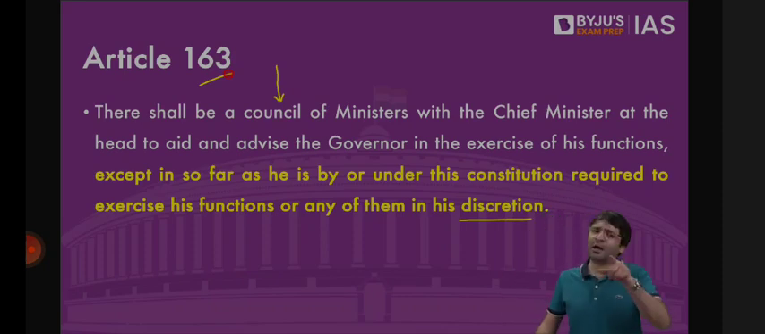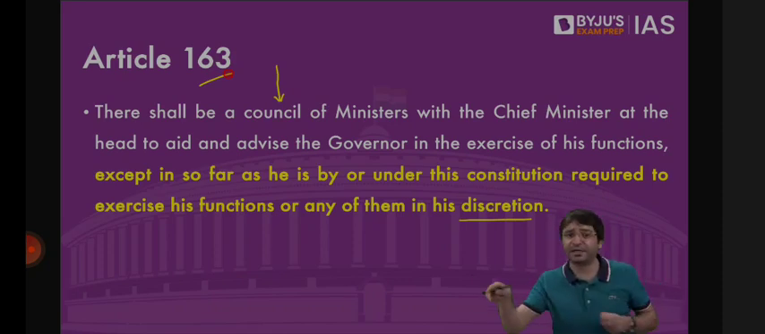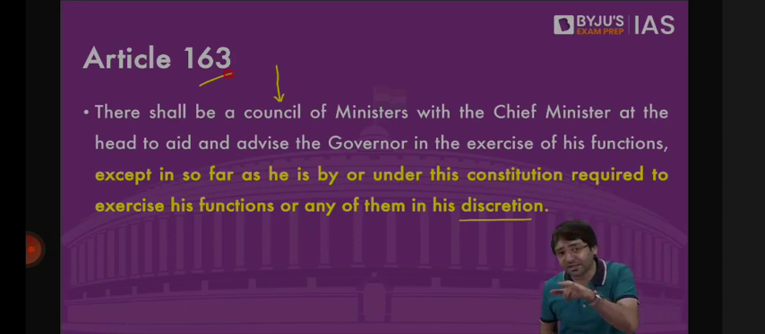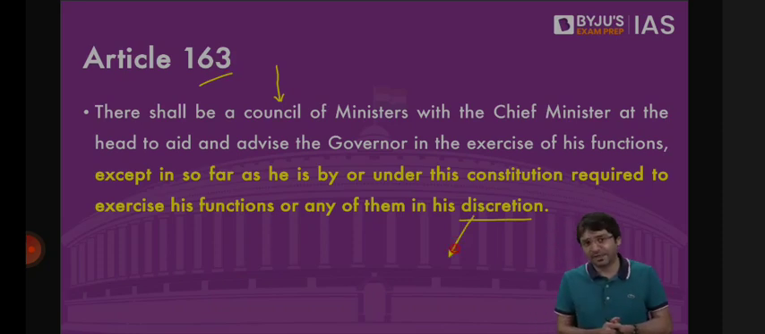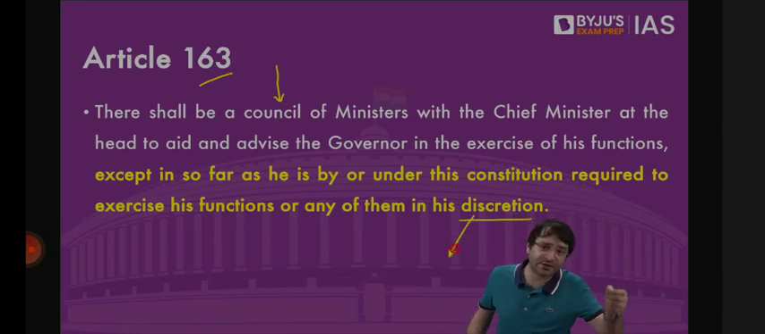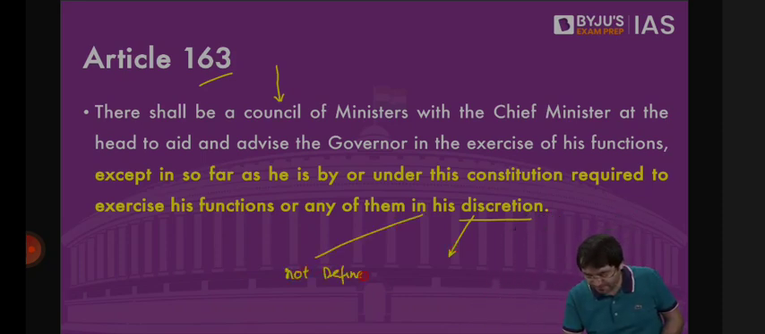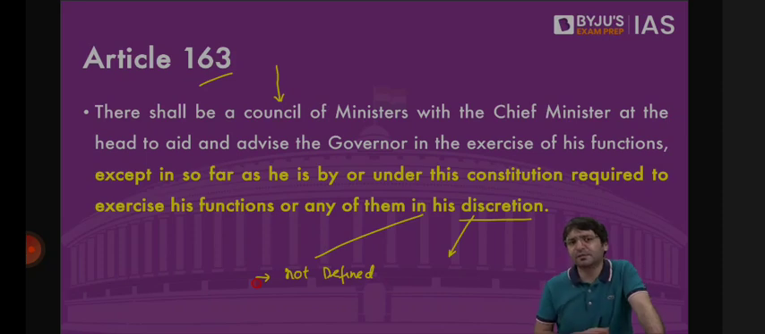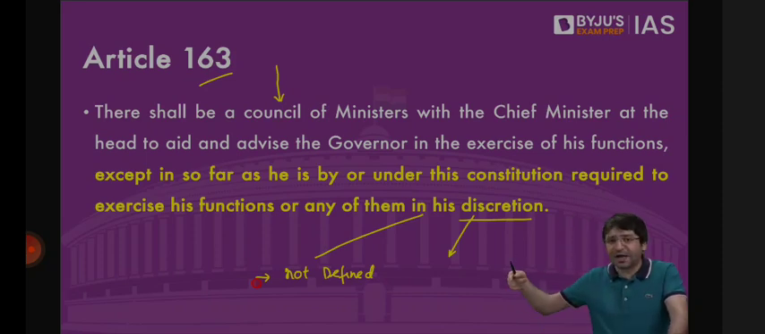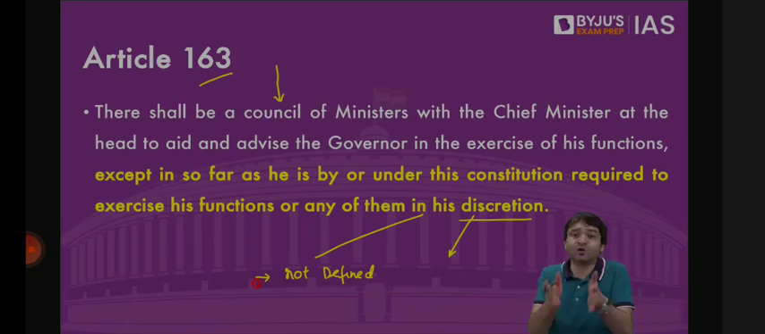In all cases, the advice of the chief minister and council of ministers is binding on the governor. That means the governor cannot act on his own. The governor is always bound to act on the advice of the chief minister and the council of ministers, except in those cases when the governor has to act in his discretion. Except in those cases where the governor is not bound by the aid and advice of the chief minister and his council of ministers. And which are these cases? Not defined. Which are these instances where the governor has to act in his discretion without the aid and advice of the chief minister and his council of ministers? Not defined. When it is not defined, it leads to conflict.